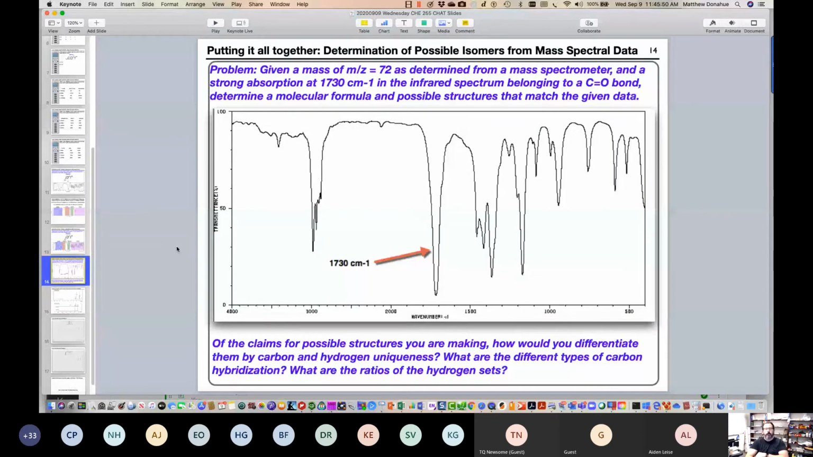So here's a problem. I call these problems putting it all together. Determination of possible isomers from mass spec data and IR data. Given a mass, m/z equals 72, so that's the parent from a mass spectrometer, and a strong absorption shown here at 1730 in this IR spectrum, which I'm telling you belongs to a carbon-oxygen pi bond, a carbonyl group. Determine the molecular formula and propose possible structures that match this data. Then, of the claims you are making, how do you differentiate the isomers by carbon-hydrogen uniqueness? What are the different types of carbon hybridization? And what are the ratios of hydrogen sets?